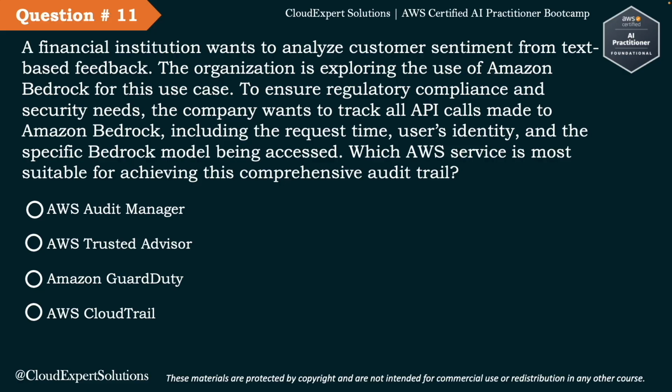Let's review the options. Option number 1, AWS Audit Manager. AWS Audit Manager helps automate evidence collection for compliance audits, but does not log API calls or provide real-time tracking. That is why Audit Manager is not the correct option. Option number 2, AWS Trusted Advisor.